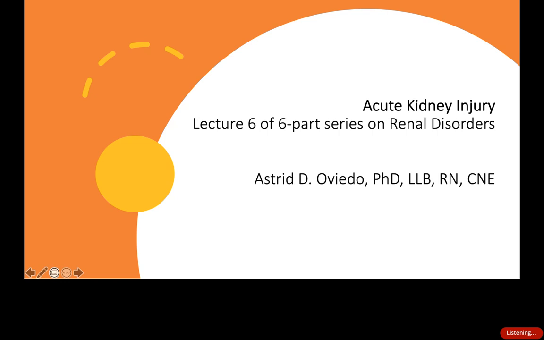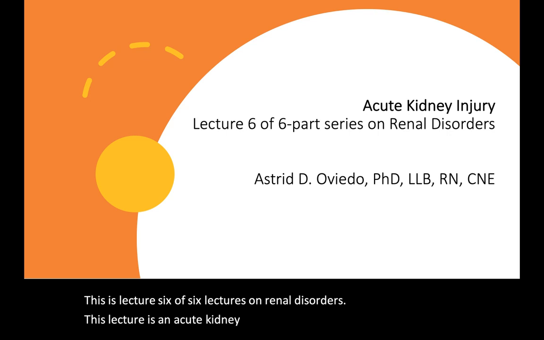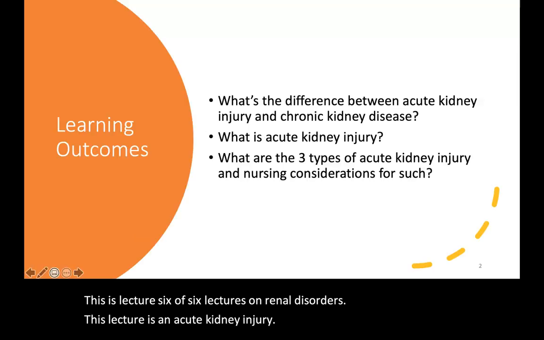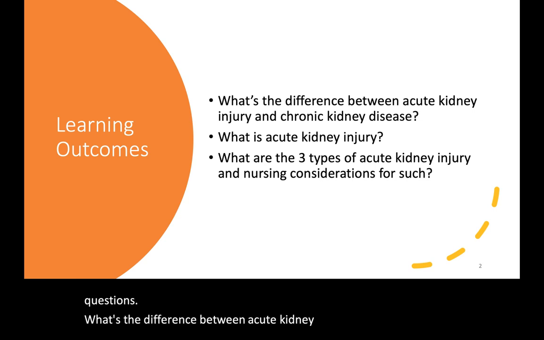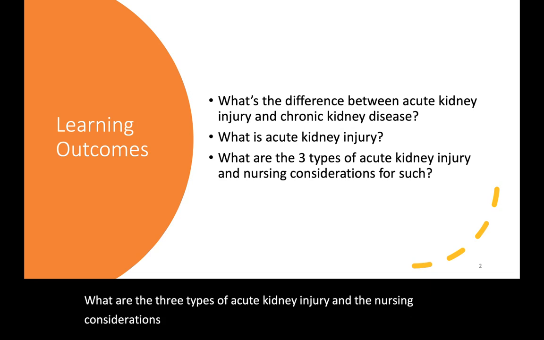This is lecture 6 of 6 lectures on renal disorders. This lecture is on acute kidney injury. By the end of this lecture, you should be able to answer these questions. What's the difference between acute kidney injury and chronic kidney disease? What are the 3 types of acute kidney injury and the nursing considerations for such?